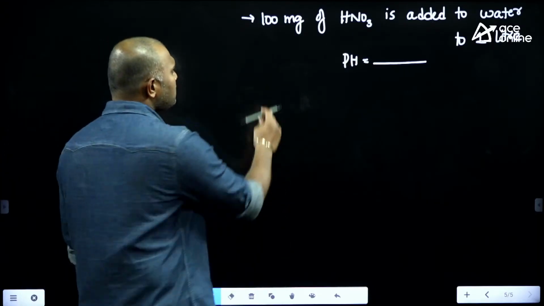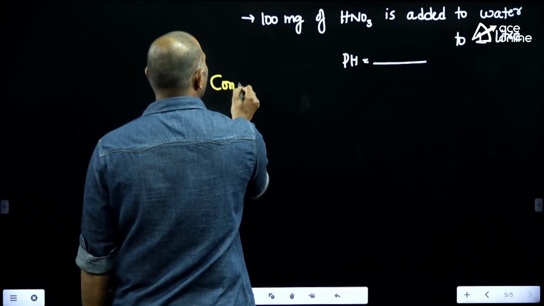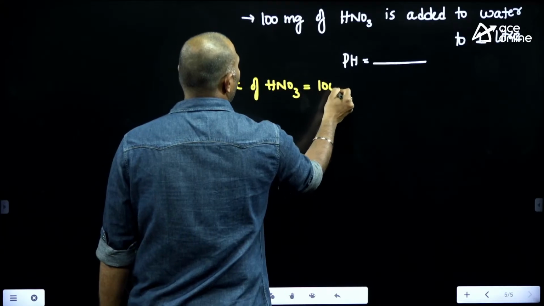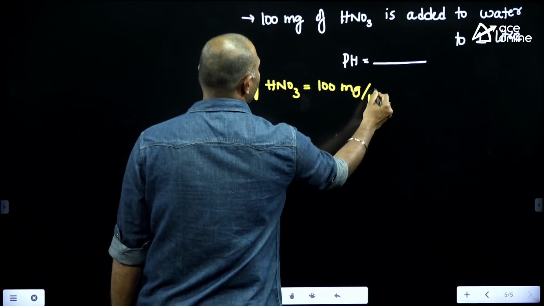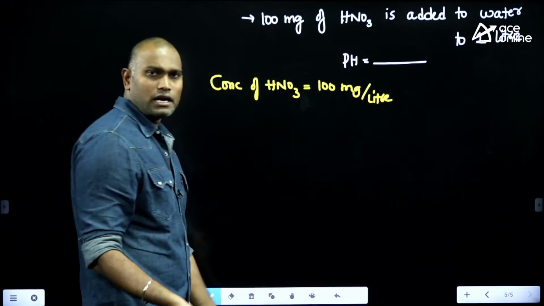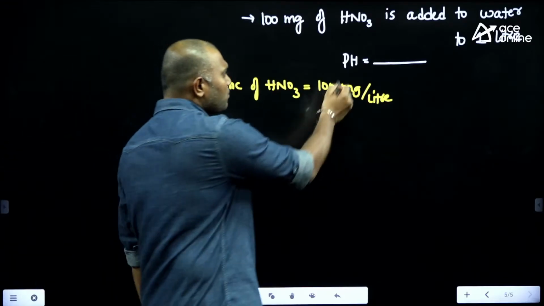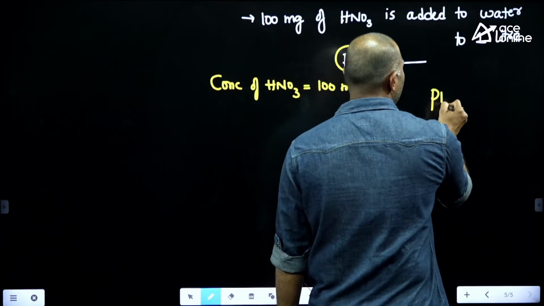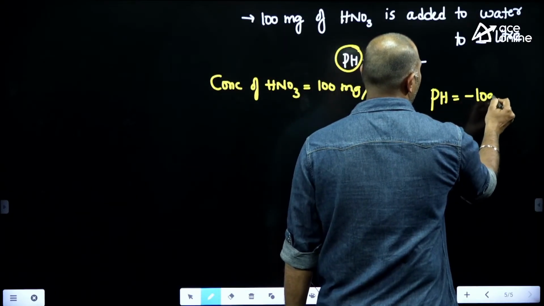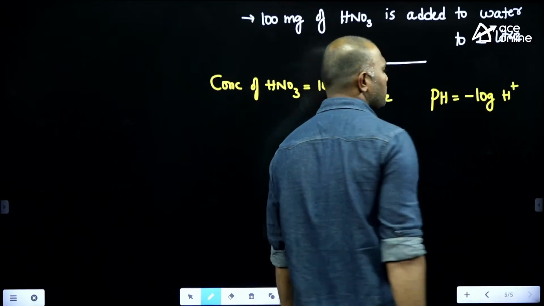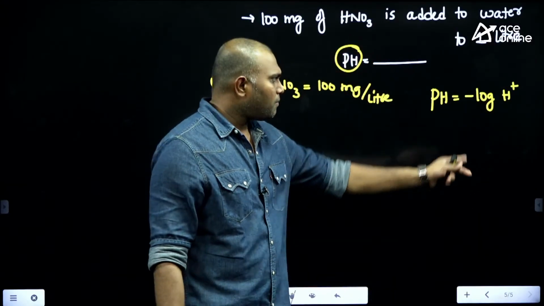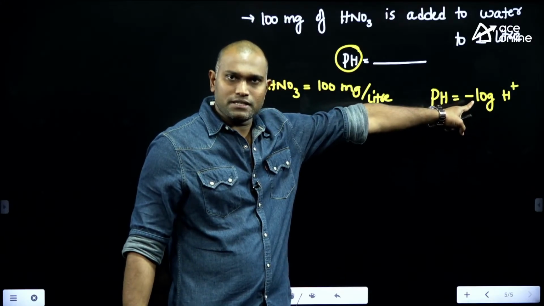So what is the concentration of the HNO3 here? Concentration of HNO3 is nothing but 100 mg in that liter of the solution, 100 mg per liter. But I want pH. So what is the pH? pH is nothing but the negative logarithm of H plus concentration. The actual definition is potential of H plus ions, right? But for that, first of all, I need to know the H plus, right?